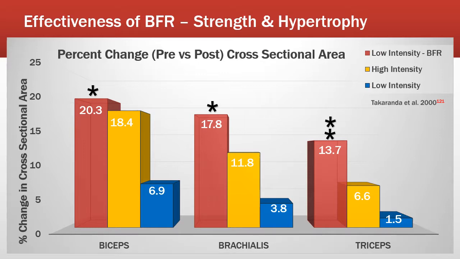And this was statistically significant. The low intensity BFR beat out not only the high intensity group, but also the low intensity group with the triceps, which is quite interesting, and we'll talk more about that. But it makes sense that for the high intensity group, if you're just doing bicep curls, why would the cross-sectional area of the triceps necessarily significantly increase? However, with the mechanisms at play for the low intensity BFR, that's exactly what we saw.